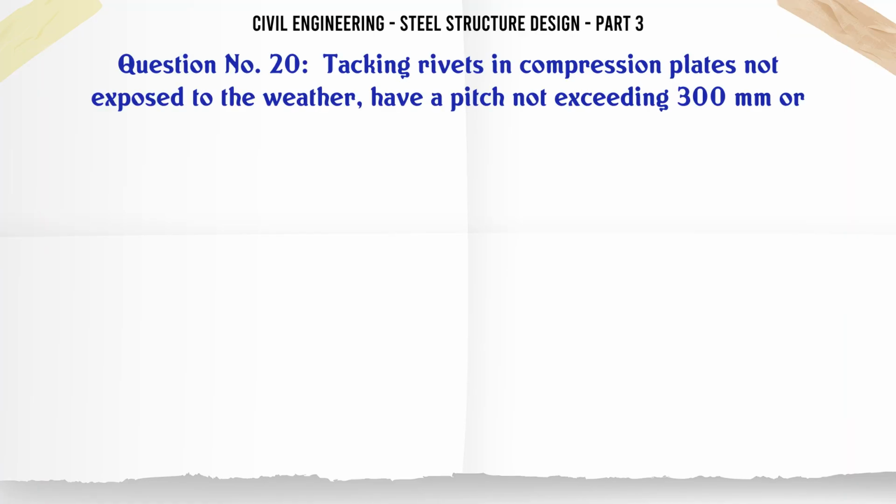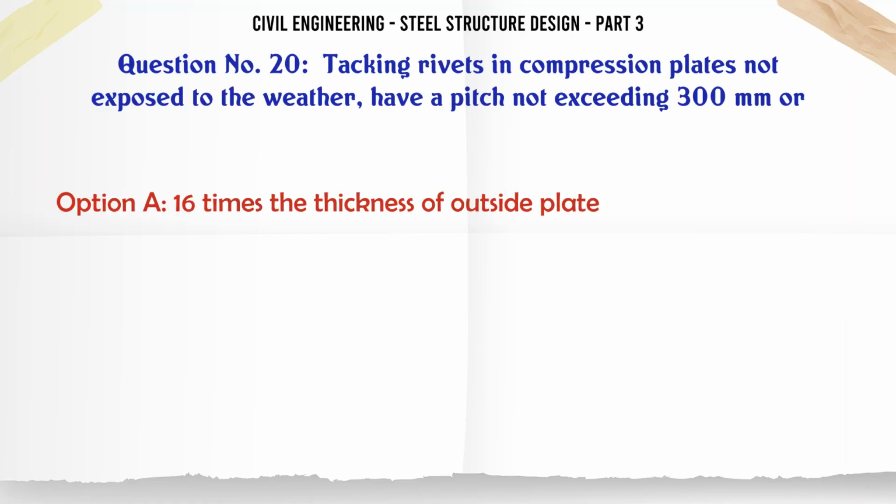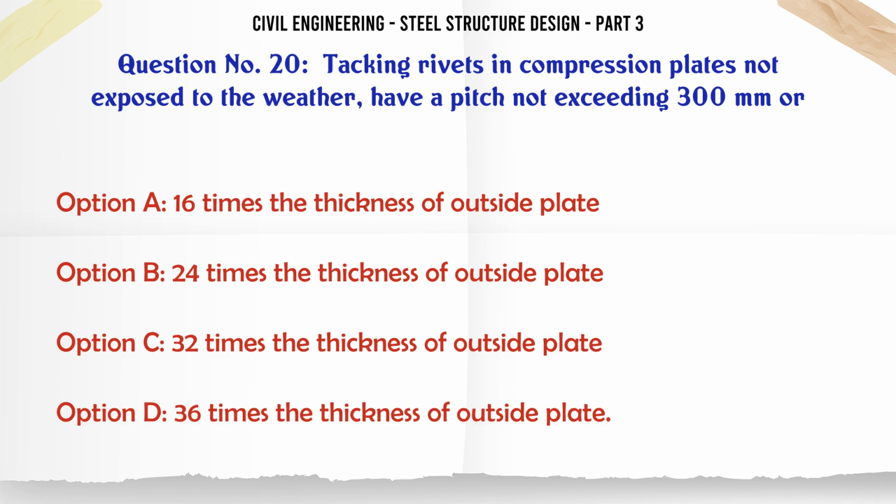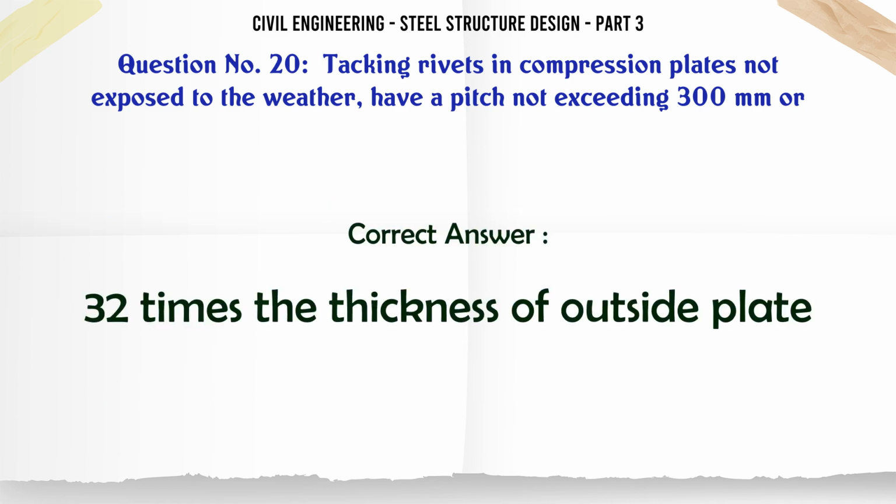Tacking rivets in compression plates not exposed to the weather have a pitch not exceeding 300 mm or A. 16 times the thickness of outside plate. B. 24 times the thickness of outside plate. C. 32 times the thickness of outside plate. D. 36 times the thickness of outside plate. The correct answer is 32 times the thickness of outside plate.